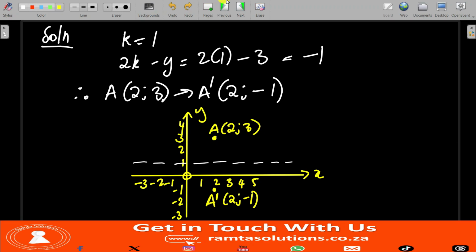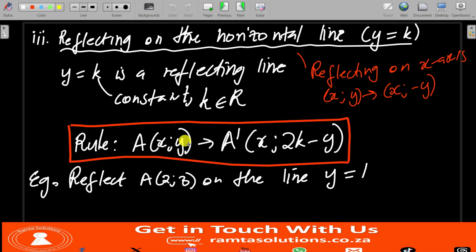Let's go back to review it. When we reflect on the horizontal line y equals k, the general rule is that x, y will become x and 2k minus y. Happy? Great stuff.